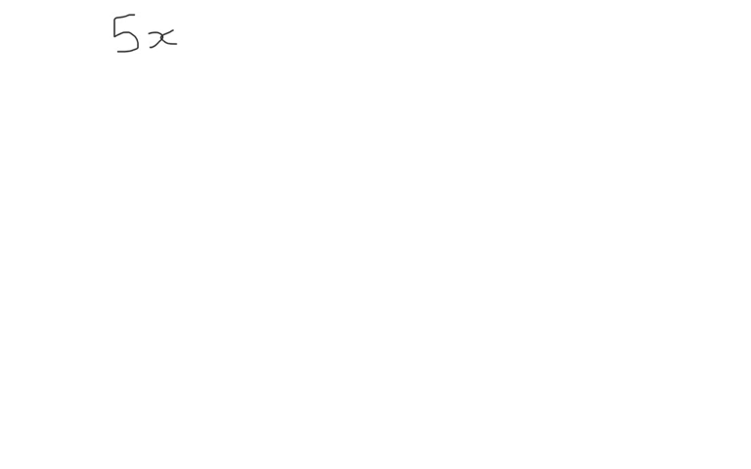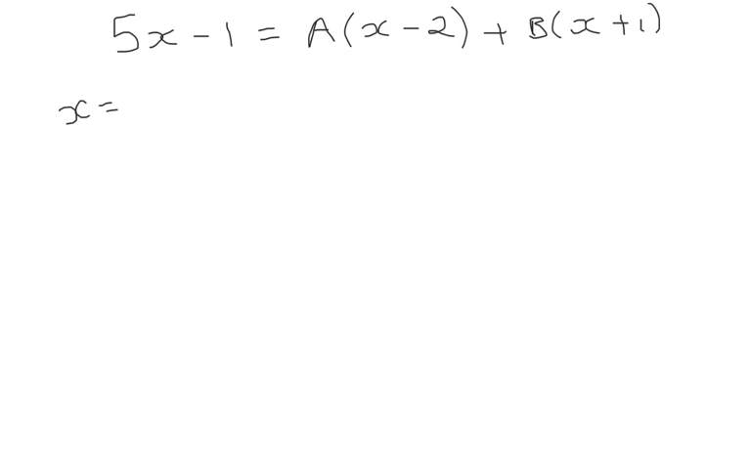5x subtract 1 equals a bracket x subtract 2 plus b bracket x plus 1. The easiest way to find a and b is to choose a value for x which makes some of the right hand side equal to 0. So we look at the bracket x subtract 2. Now if we make x equal to 2, this bracket ends up being 0. So x equals 2, substitute 2 wherever you see the x and run it through.